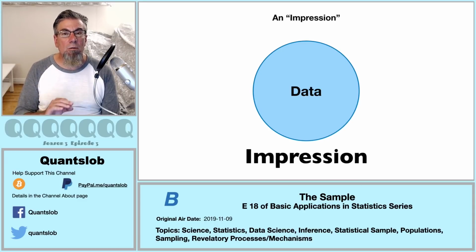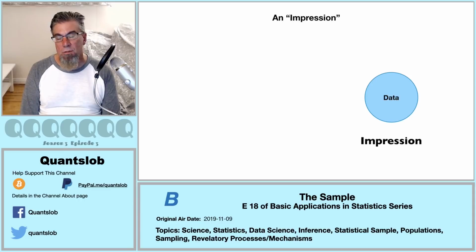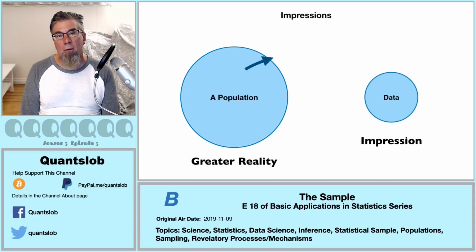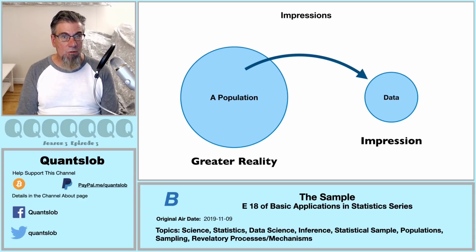All statistical samples are impressions. All samples or data sets, all those that have been, are today, or ever will be, are, in the abstract, ultimately impressions from some greater reality. Now, if you've seen our Quantslob foundational series, this picture should look fairly familiar. A sample or data set is a realization from some population.